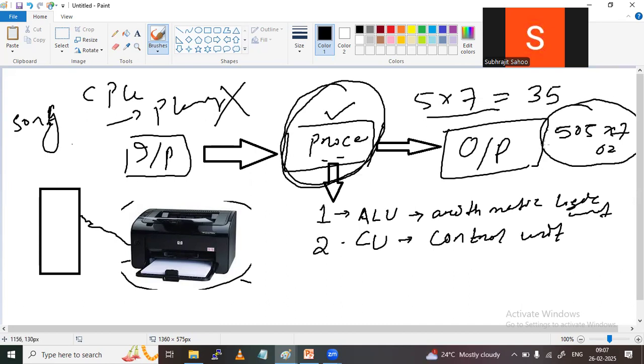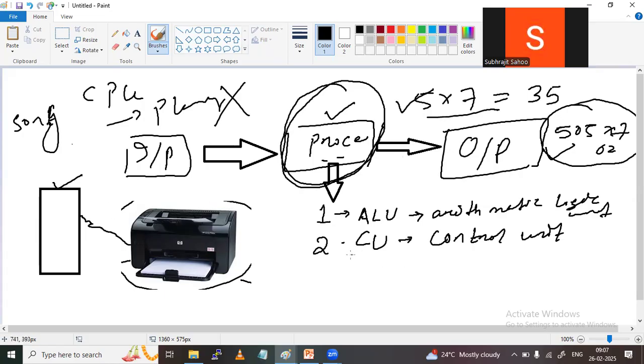We cannot say it immediately. But if I ask the computer, 5 into 7 it can say immediately, and 505 into 702 also, in a fraction of a second we get the answer. That much powerful it is. Human beings obviously manufactured this computer, but it is a little bit smarter than the human being, right?